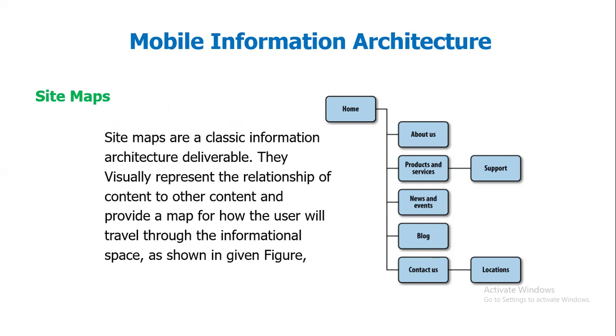So, for example, from the home page, you can go to about us or products and services. From products and services, you can navigate to support, news and events, blogs, or contact us. In contact us, there is the location. So sitemaps are a classic information architecture deliverable, a visual representation of the relationship of one piece of content to other content.